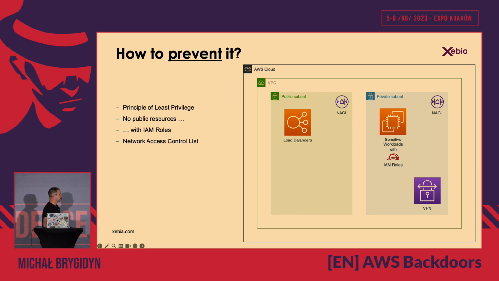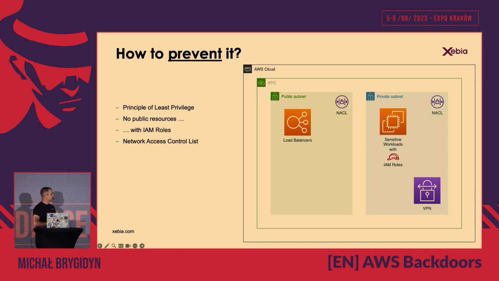So we can try not having public resources, so not running instances in public subnets. If you really need to have an instance in a public subnet, do not attach a role to it. If it's just a network resource, then the scope is limited. But if you give it a role and access to your AWS API, then I can access your AWS API.